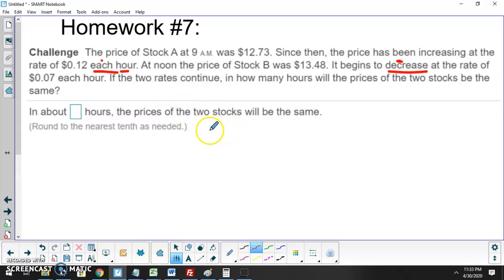So we're looking for hours, hours for the two stocks to be the same. Now the question is, what time are we starting at here? We have two times in the problem.